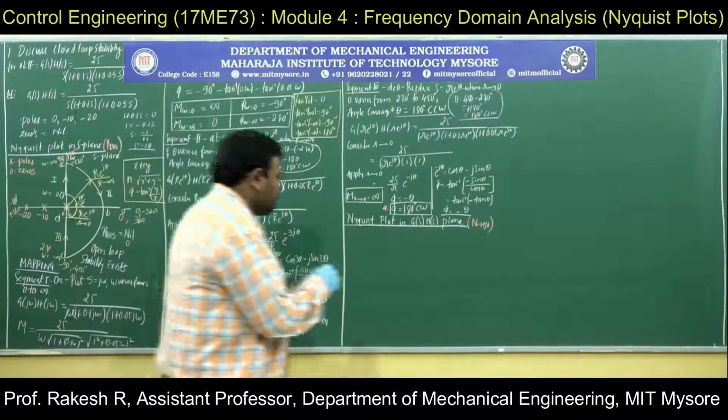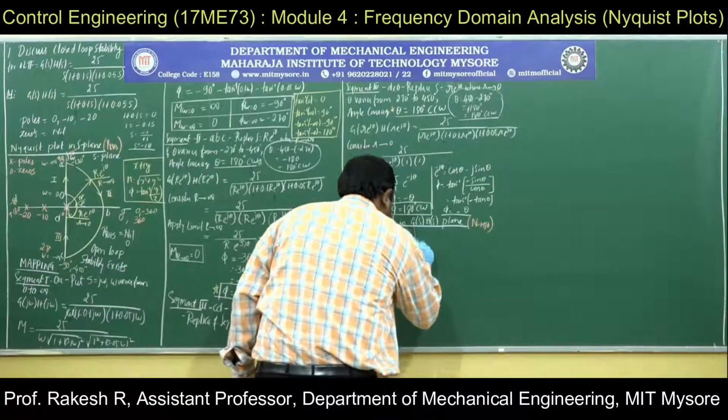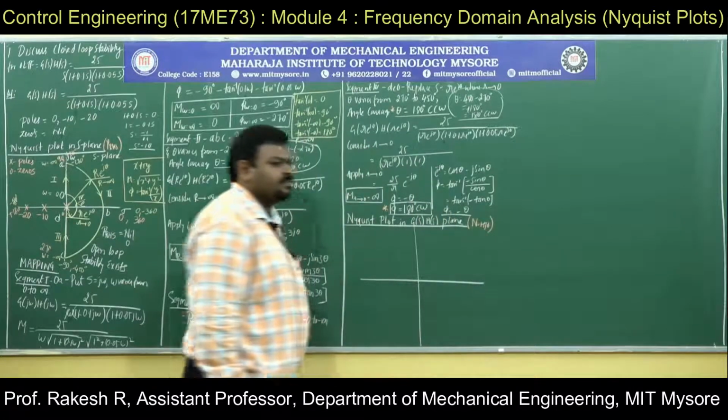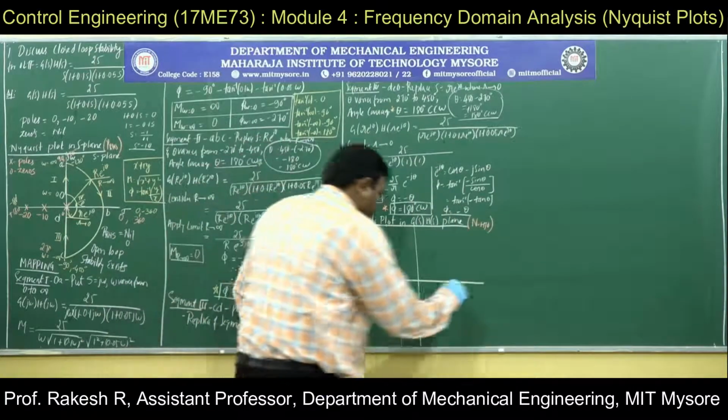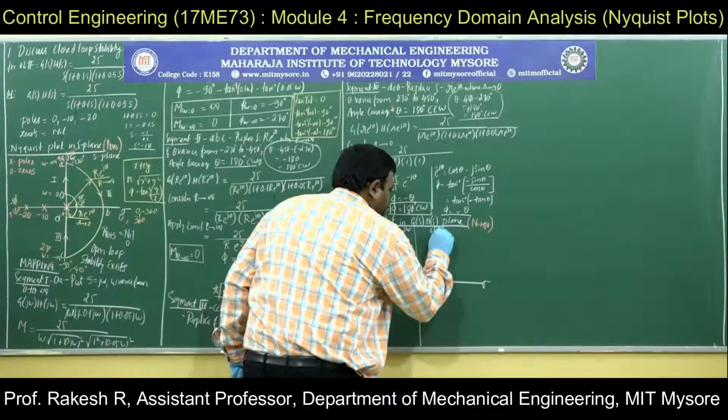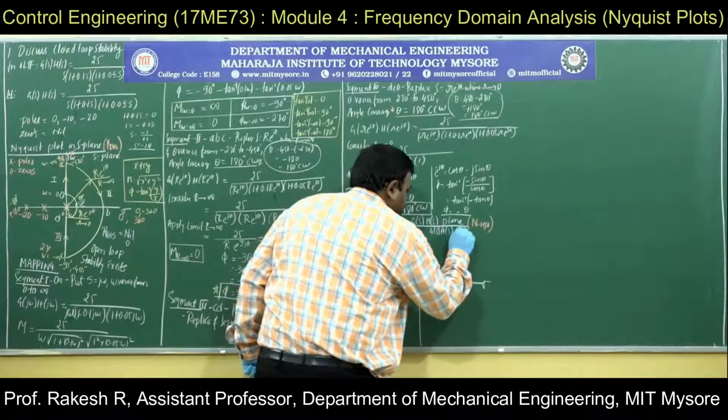Let us solve this plot. This is the imaginary axis, this is a real axis. Real axis I will call it as sigma. This is j omega. This is G of S, H of S plane.